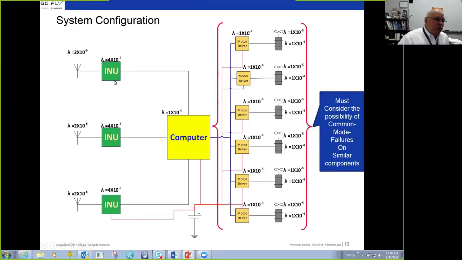Because if you fail one, you still have two. If you fail two, you still have one. If all three, you lost it. So if you lose this one computer, the whole thing is down, because the one computer cannot tell the drivers where to tell the motors what to do.